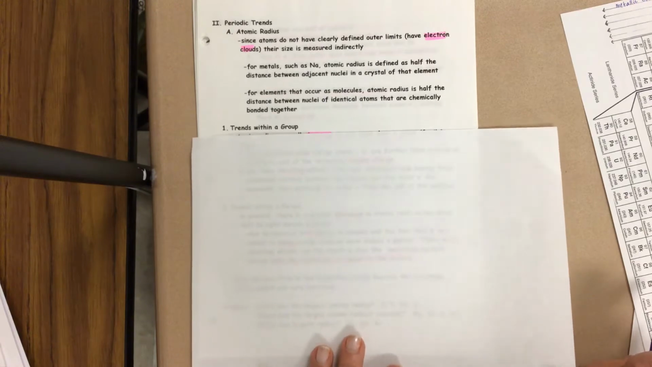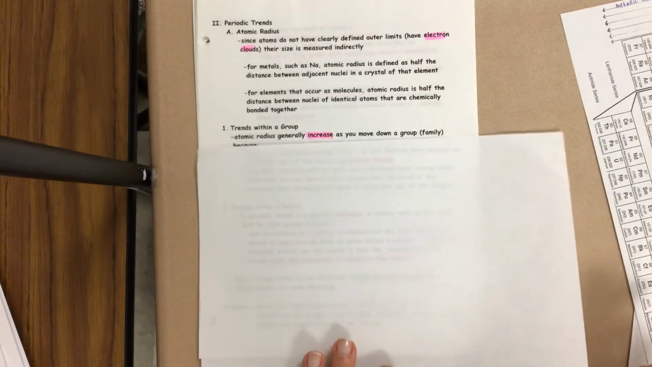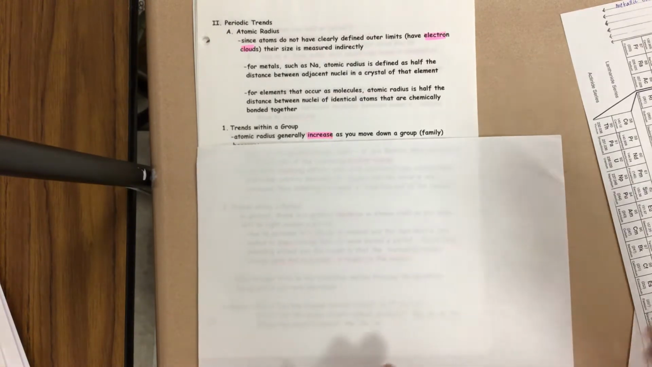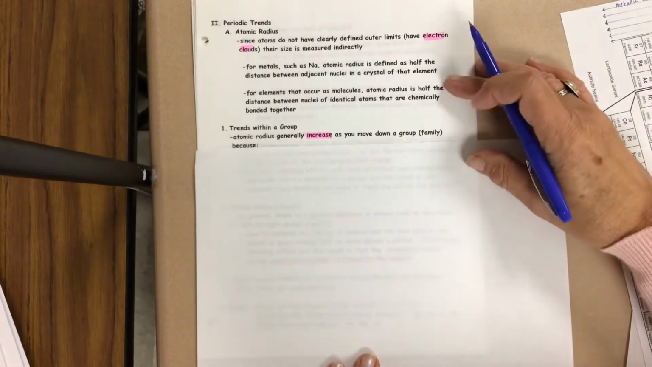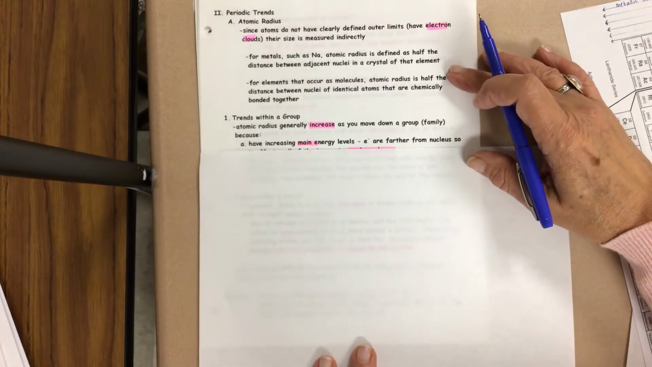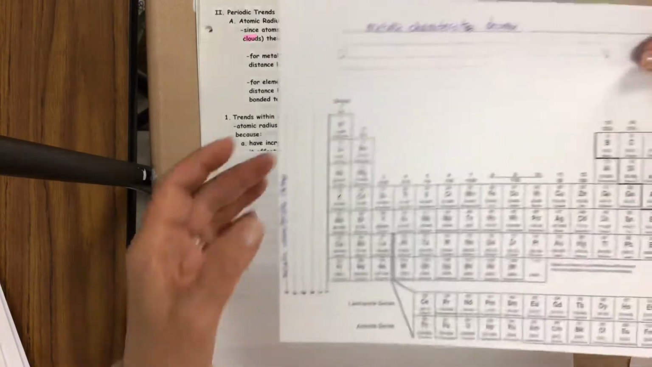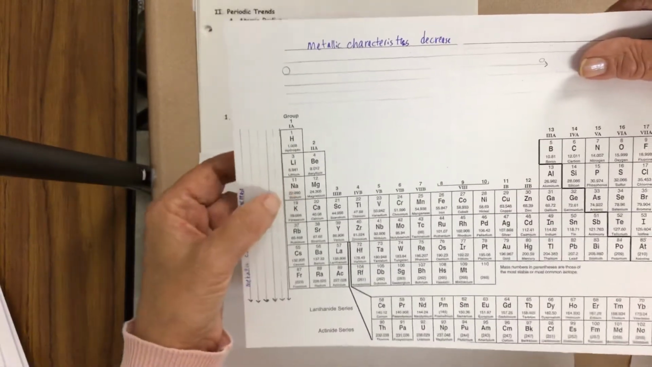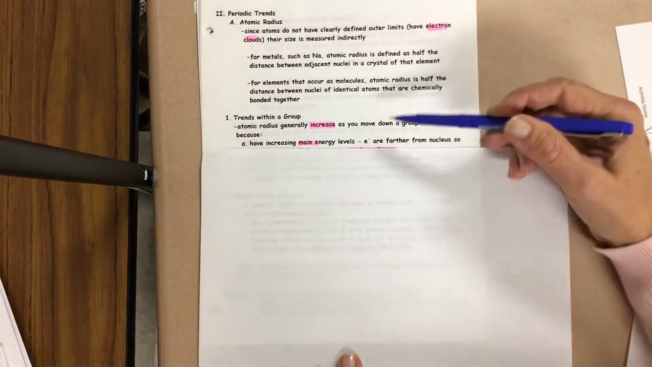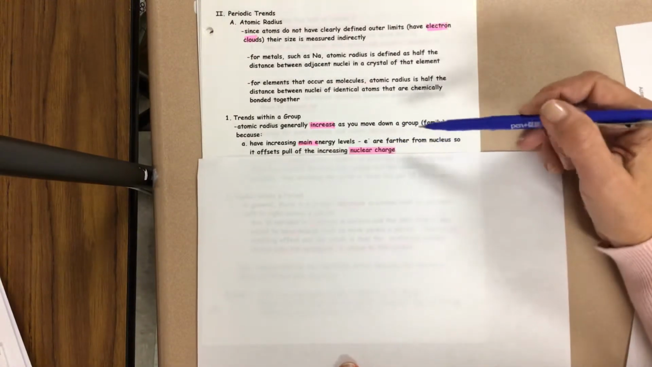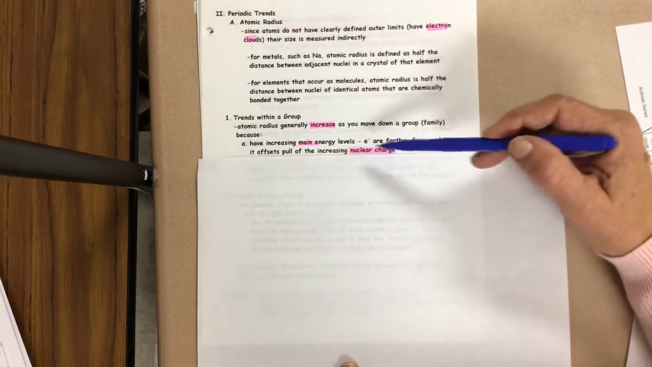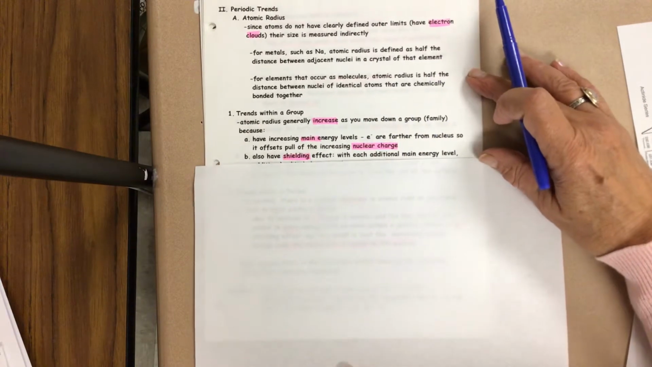Trends within a group, so remember, group and a family are the same thing. Atomic radius generally increases as you move down a family or group because, number one, you are increasing the number of energy levels, so the increasing main energy levels. So as you go down, for instance, lithium has 2 energy levels, sodium has 3, potassium has 4, rubidium has 5. The more energy levels you have, the electrons are further from the nucleus, so it offsets the pull of the increasing nuclear charge.